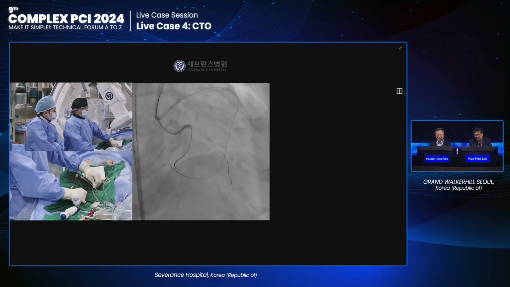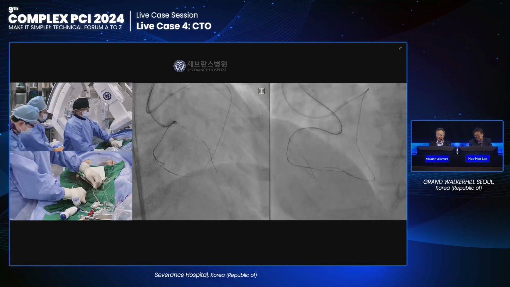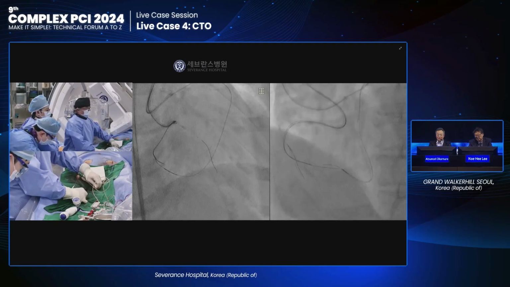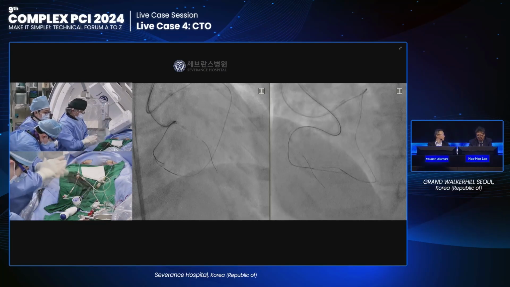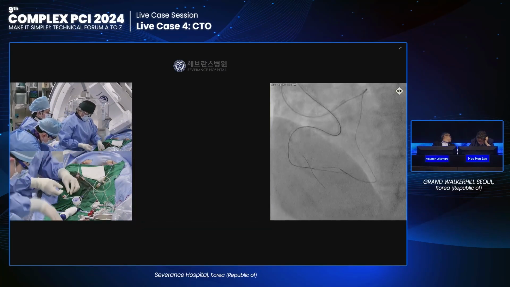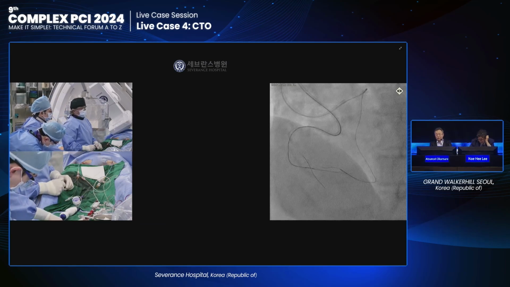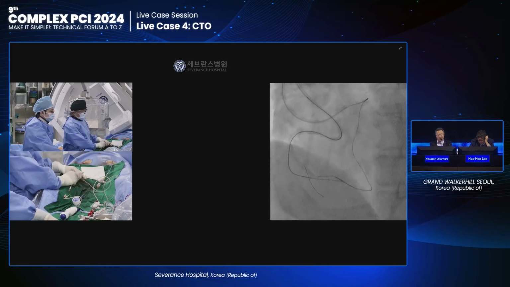Save. So I moved some wire position again over the antegrade wire.